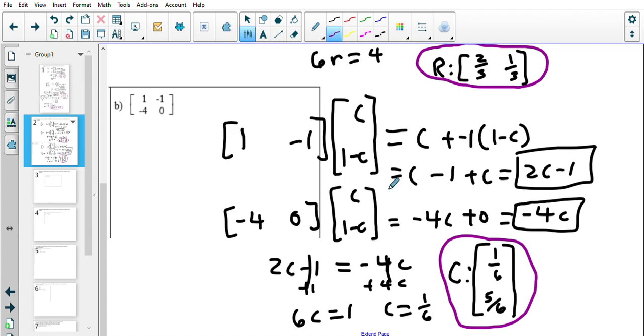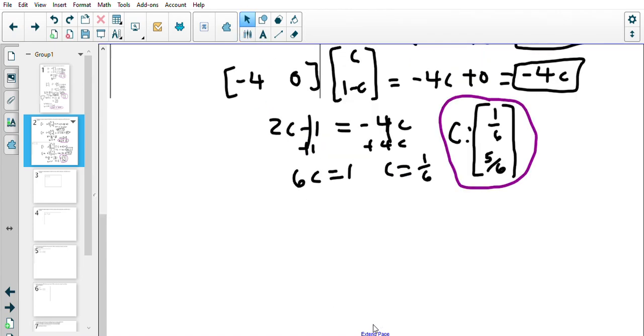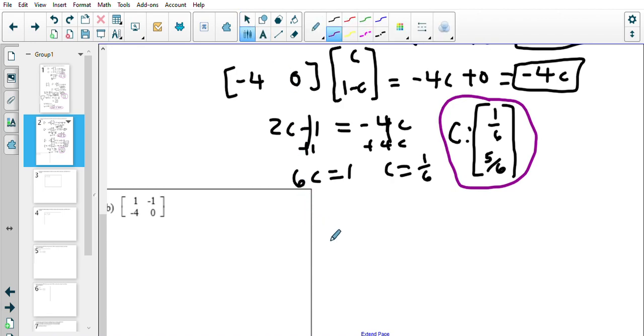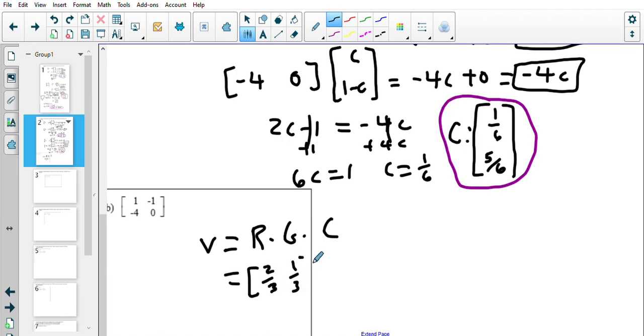And then the last question we're trying to answer is the value of the game. All right, and there's our game matrix. So remember that the value is just going to equal the row times the game times the column. So in this case, that's our 2/3, 1/3 times the game 1, negative 1, negative 4, 0 times the column 1/6 and 5/6.